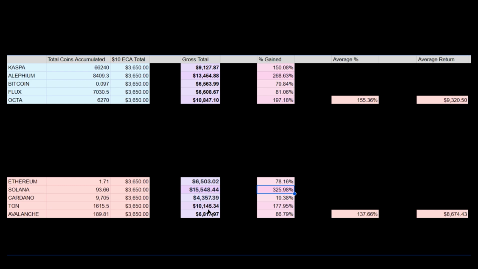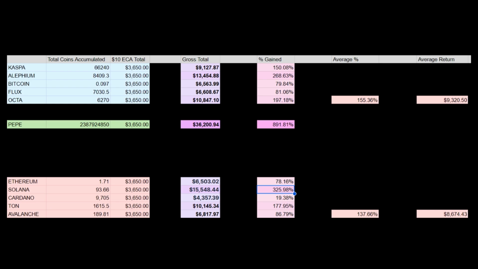$6,817. Now, if you took all five of these and averaged them out, you'd be looking at a return of about 137%, or a total fiat value of $8,674, which is underperforming our proof of work category. Now here is where things start to get interesting.